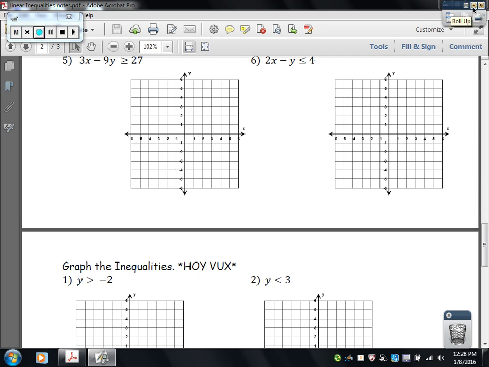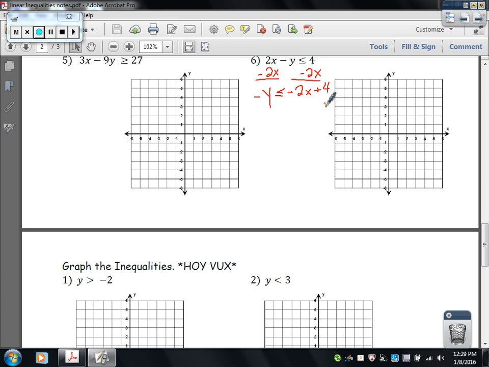Number 6. What do I need to do to number 6 first? Tell me. Nope. 2x. There we go. Subtract by 2x. So then I'm left with this still. Don't drop the negative sign. Negative y is less than or equal to negative 2x plus 4.